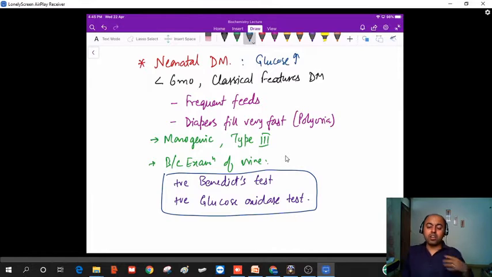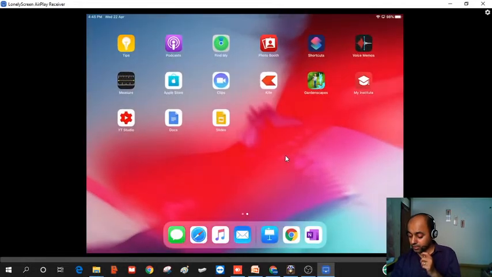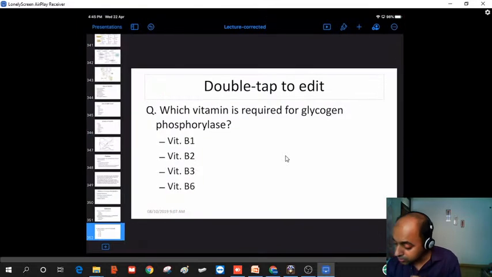So that is all about metabolism, of the different metabolism for the galactose and the fructose. You should also know a little bit about the neonatal diabetes mellitus. Let's quickly take a look at some of the questions.